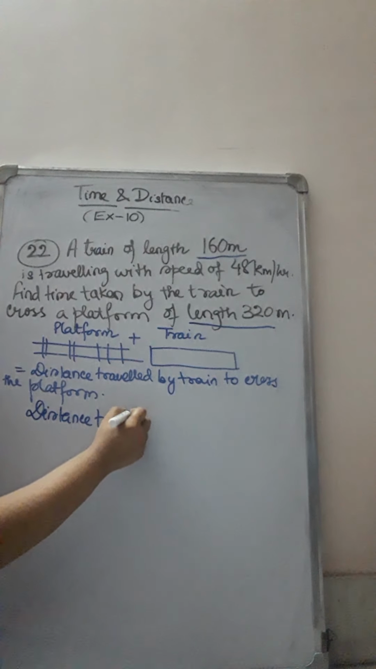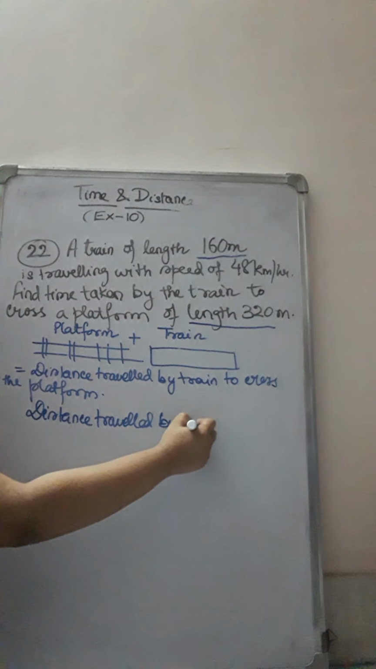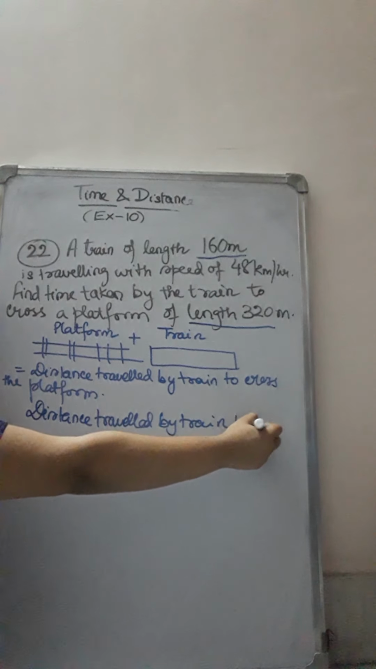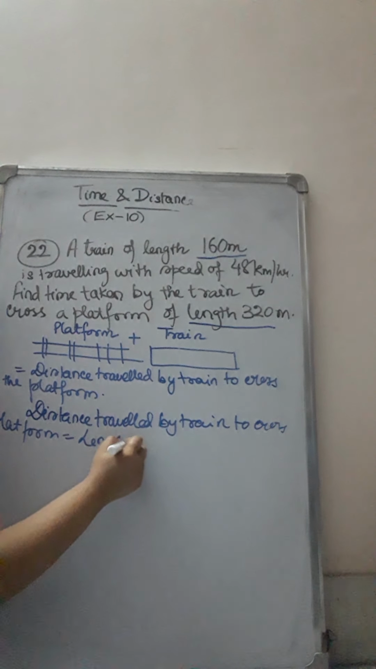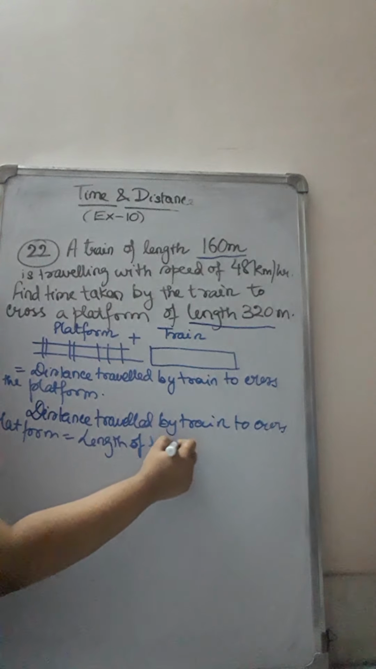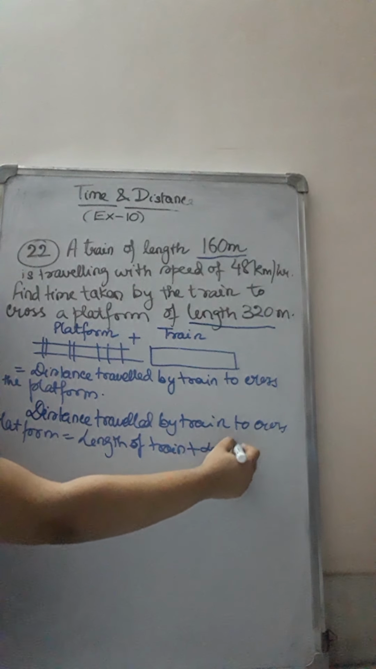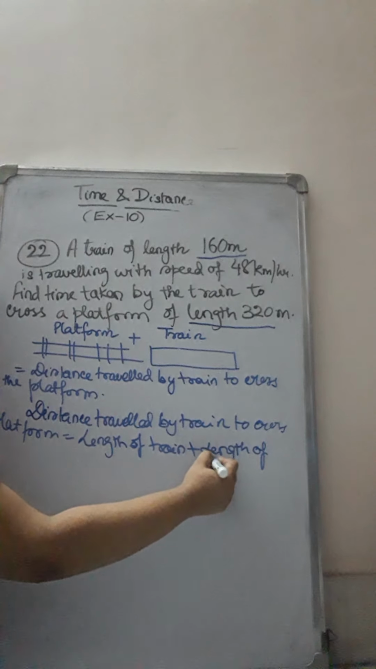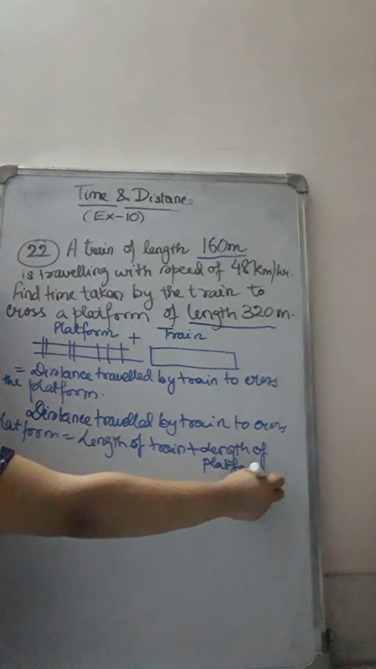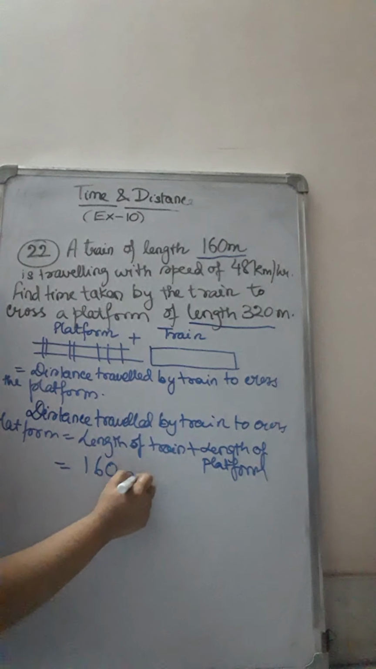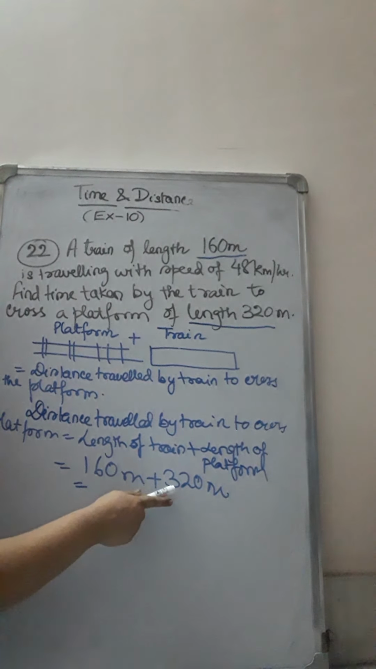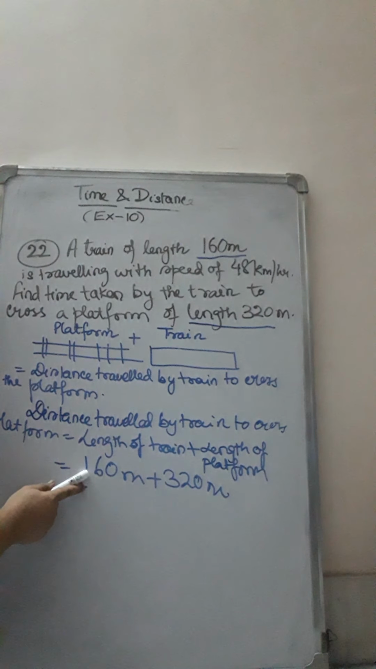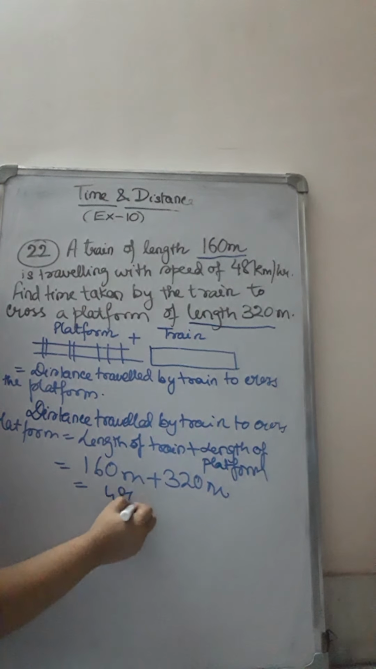distance travelled by train to cross the platform is equal to length of train plus length of platform, and it is already provided, that is 160 meters plus 320 meters. Both are given in the same unit, so no need to convert any units. 160 plus 320 is 480 meters.